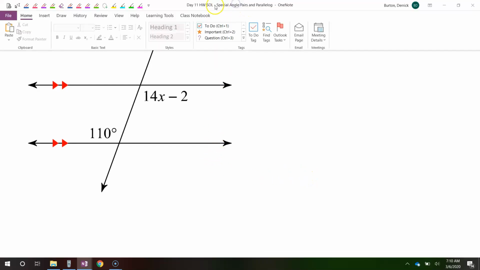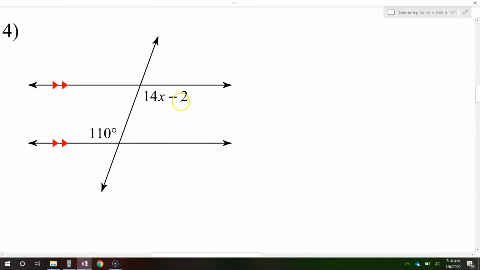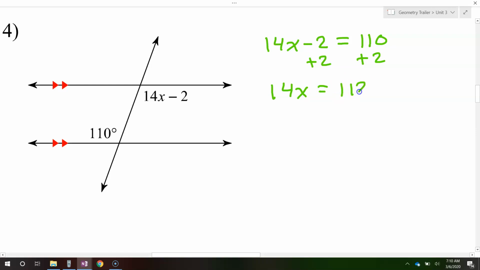Okay, problem number 4. These are alternate interior angles. And since the lines are parallel, these should be congruent. They should equal each other. So I can just go 14x minus 2 should equal 110. So I will add 2 to both sides, and I get 14x is equal to 112. And finally, I divide both sides by 14.